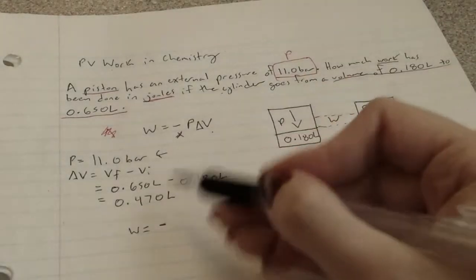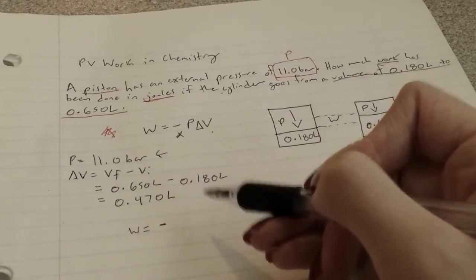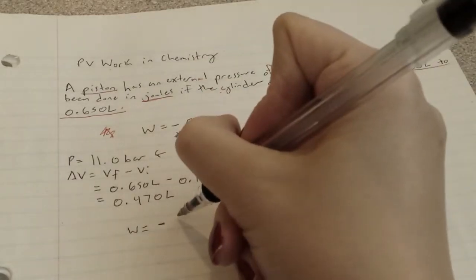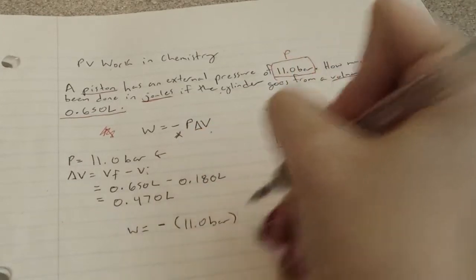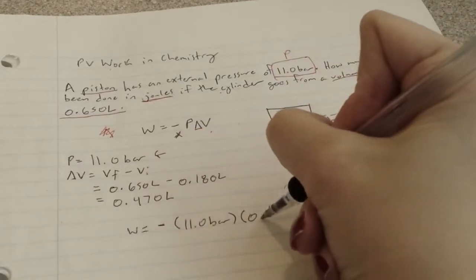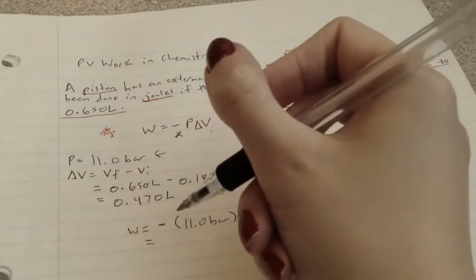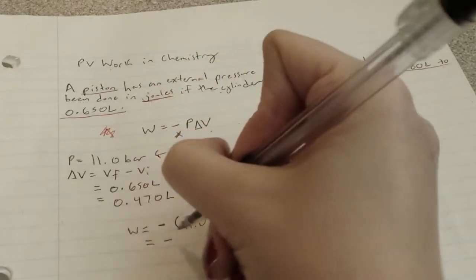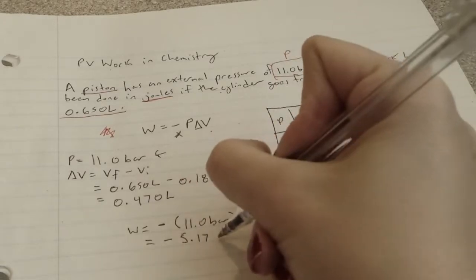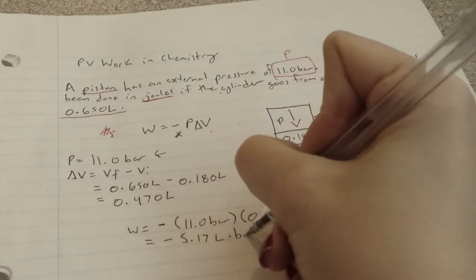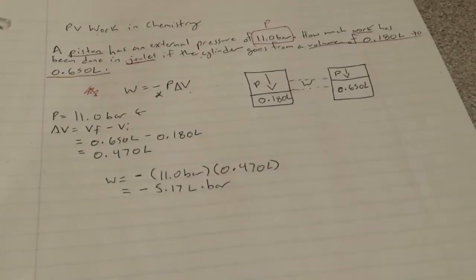When we're stating these things, making sure that we're carrying the right negative or the right positive is really, really important. So our pressure was, again, 11.0 bar. And then our change in volume was this value. So when we put everything in, we get negative 5.17 liters per bar, which is an accurate measurement. It is actually a proper unit for work.